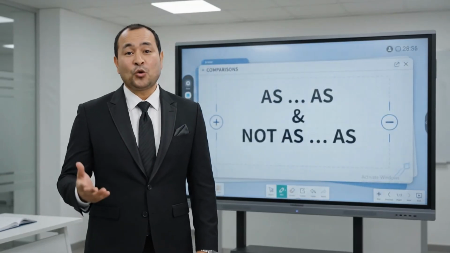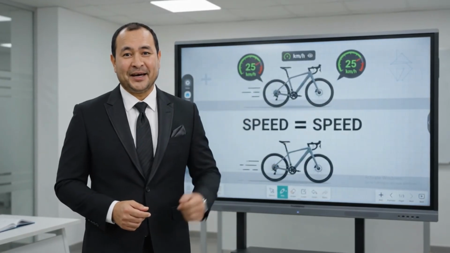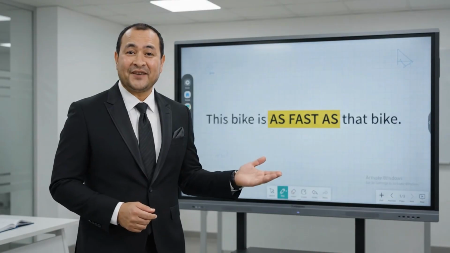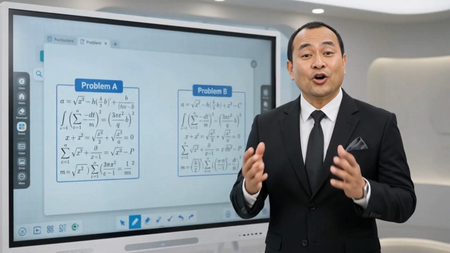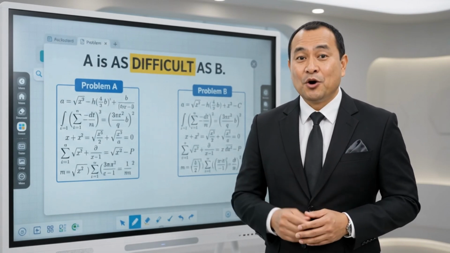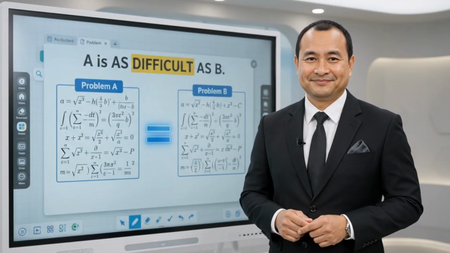We can compare many qualities. For example, this bike is as fast as that bike. We can also compare difficulty. Problem A is as difficult as problem B.